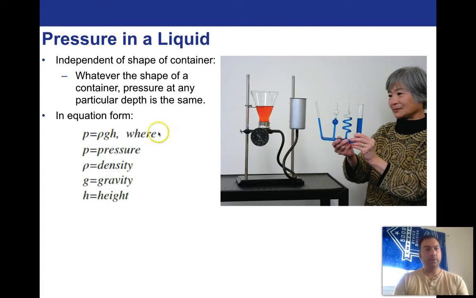Okay, so pressure is independent of the shape of the container. It doesn't really matter. Notice that this person has 4 different containers. There's a liquid in it, and notice the liquid goes to the same height all the way across. So it's the same pressure down here at the bottom. It doesn't matter what it's filling.